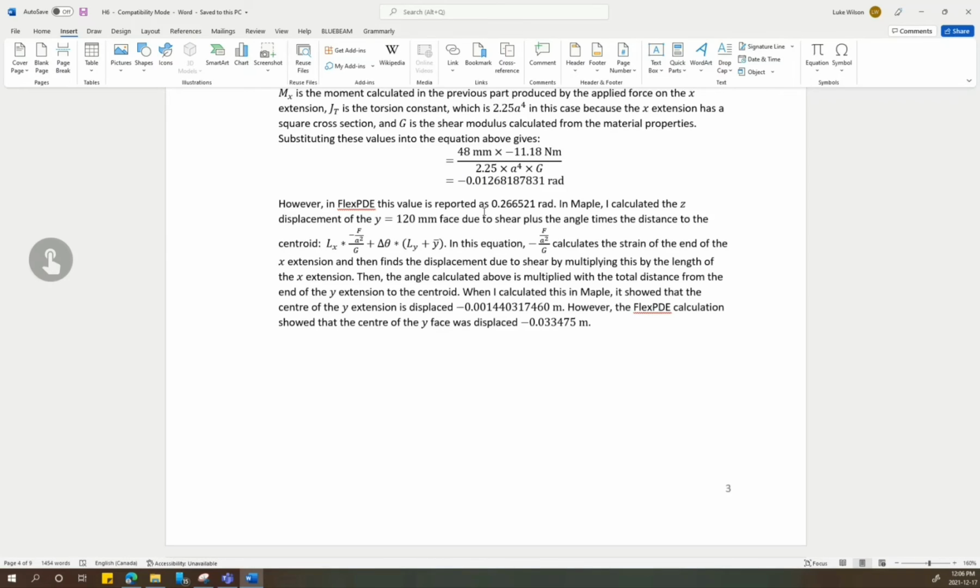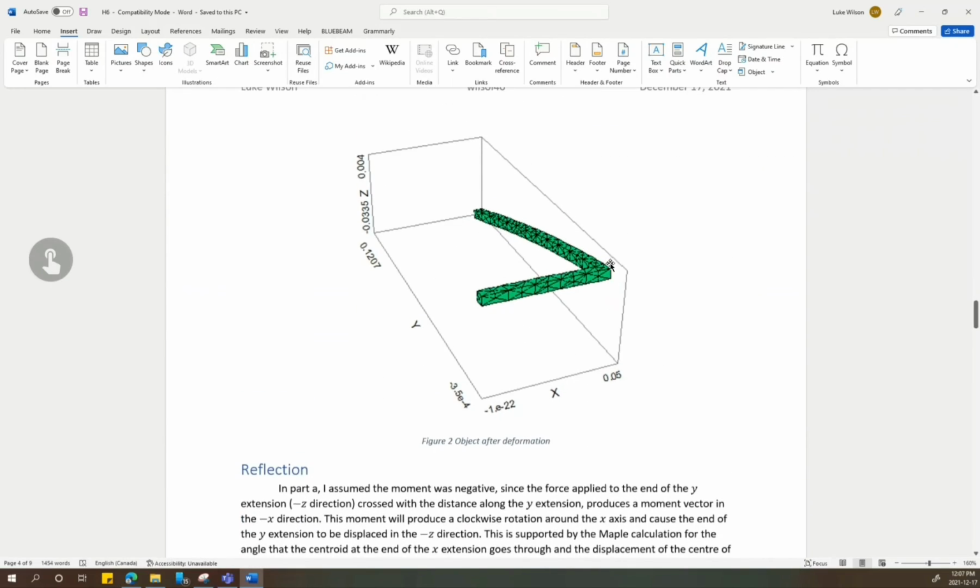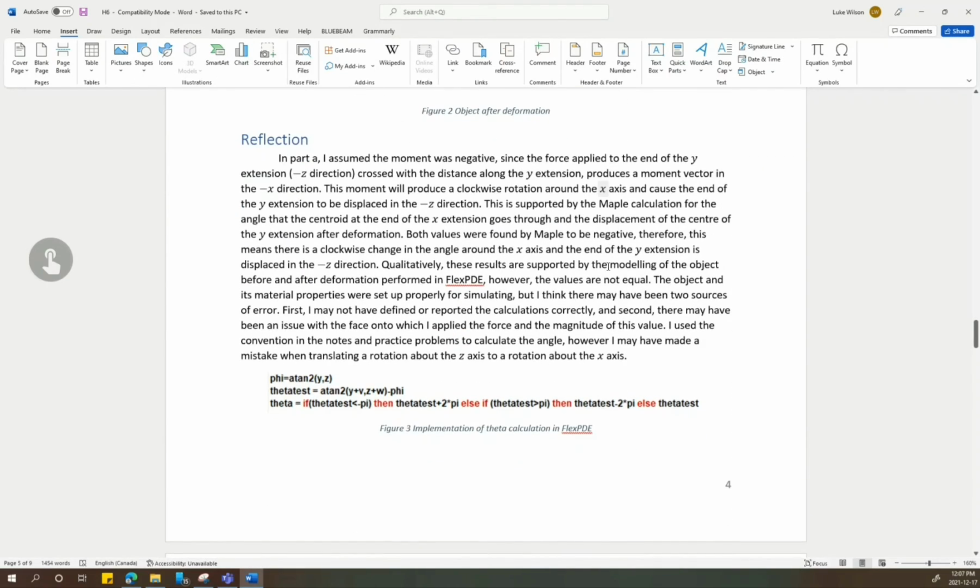I also calculated the z displacement of the end of the y extension due to shear by multiplying. This is kind of like taking the strain, multiplying it by the length, and then adding the angle times the length in y. And then this would give me the displacement due to shear. However, I had differing calculations in both Maple and FlexPDE, which I have explained why I believe this is the case in the reflection.